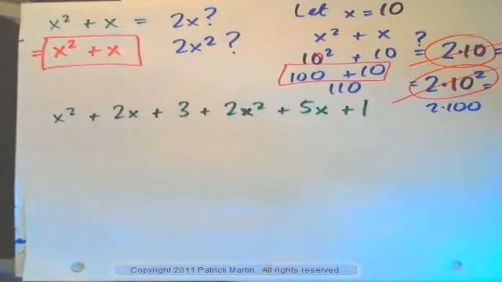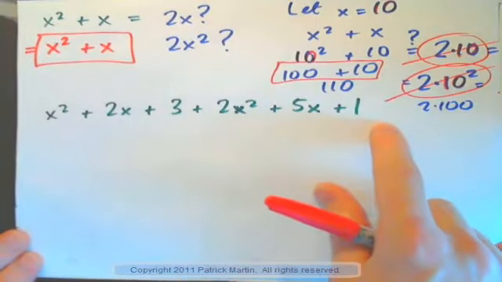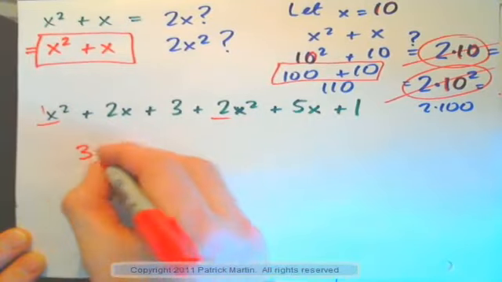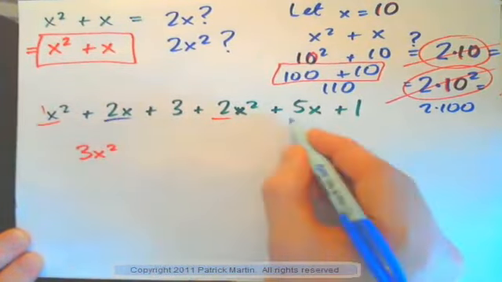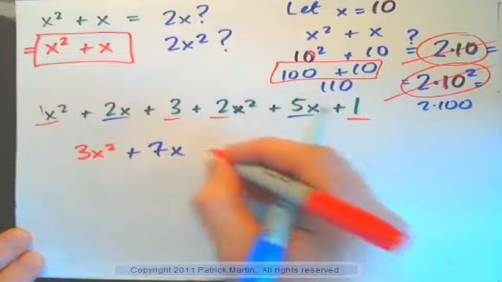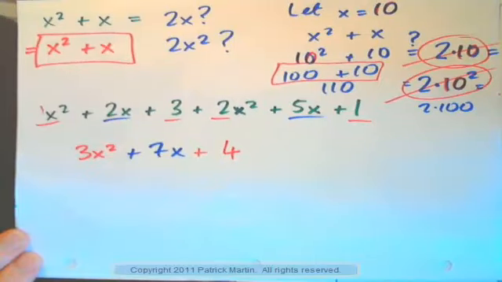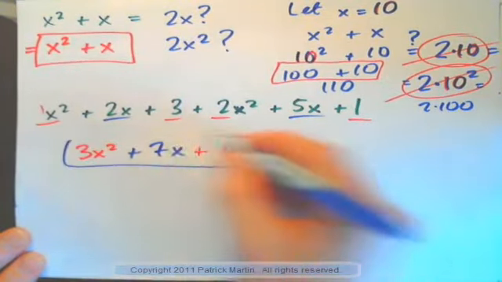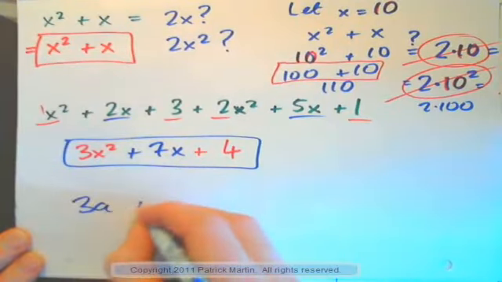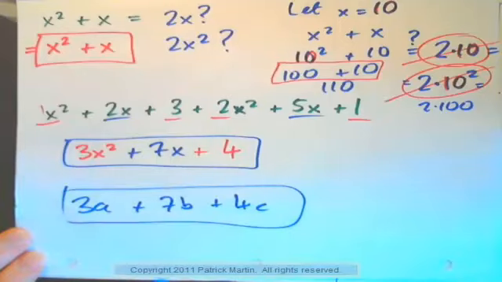So, if x's have the same power, they are like terms. So simplify this expression, press pause. We have 1x squared plus 2x squared, that's 3x squared. We have 2x and 5x, 7x. And we have 3 plus 1, which is 4, right? Check that, is that correct? I think so. And that's as far as you can go. Because x squared is not like terms with x, and this is a number. So it's just like having 3 apples plus 7 bananas plus 4 cherries. You can't simplify that any further. They're not like terms, you're done.